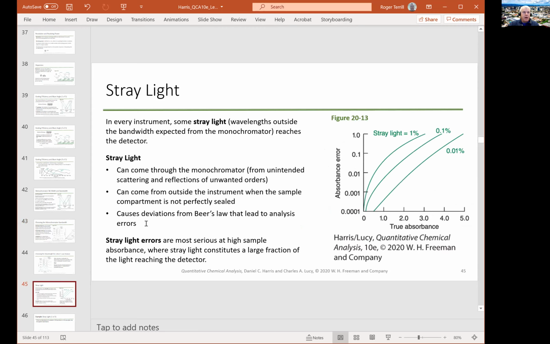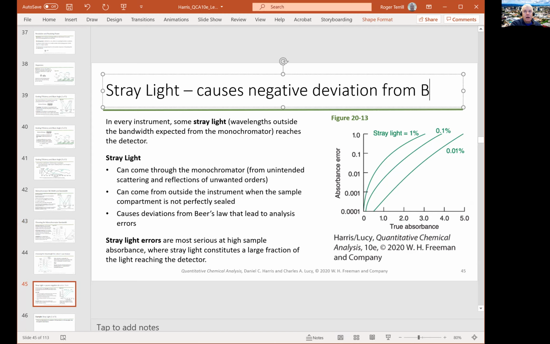Now, a similar phenomenon happens with the acceptance of stray light. In general, stray light causes negative deviations from the Beer-Lambert law, right? So if you have a calibration curve and you have stray light, the calibration curve will go up, but then it will roll over, right? It'll look kind of like this, even though this is a different plot.